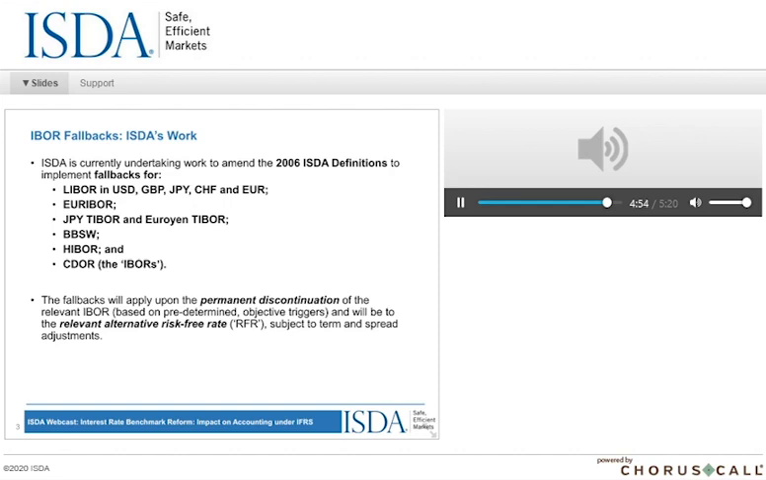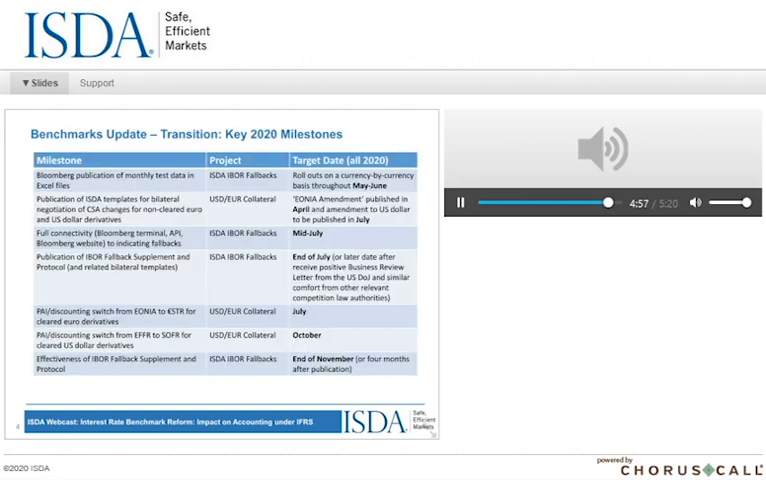Slide 4 examines the major developments related to the adoption of risk-free rates during 2020, of which I would highlight 3 things. First, the publication by Bloomberg of IBOR fallback rates in April and monthly data tests since May this year. Second, the change of discounting and PAI alignment for ESTR and SOFR announced for July and October 2020. And third, the publication of the IBOR fallback supplement and the protocol by ISDA expected at the end of July 2020, which will be effective 4 months later.